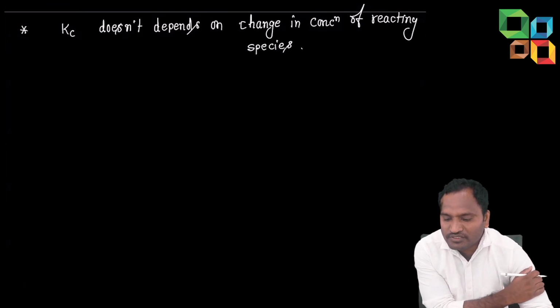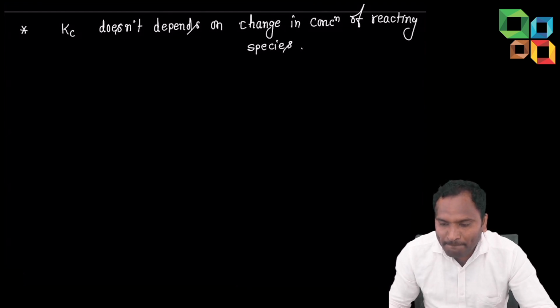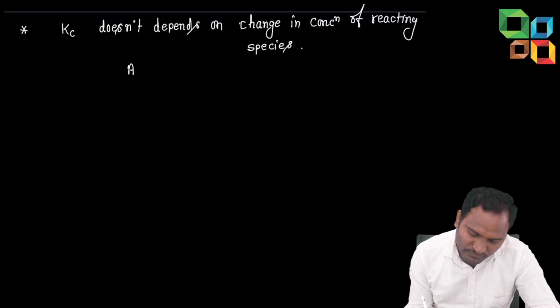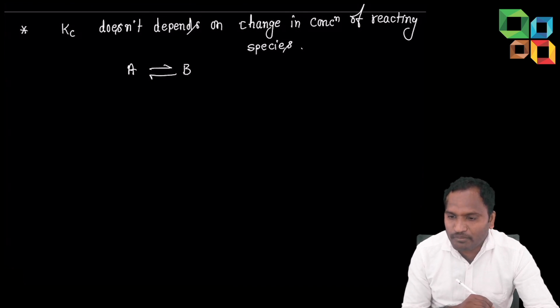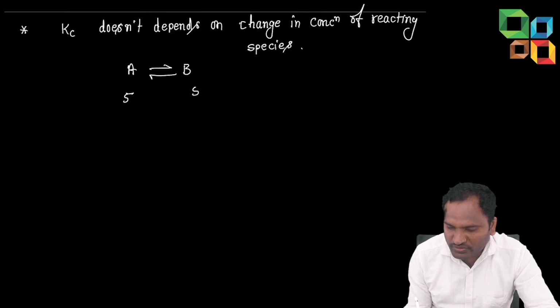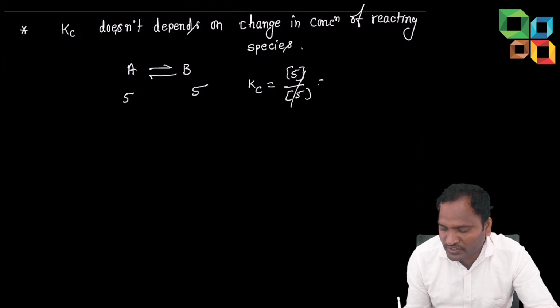Equilibrium constant does not depend on change in concentration of reacting species. I'll explain this point to the students. A is converting into B. 5 moles of A is converting into 5 moles of B. Here, how can we find the equilibrium constant, students? Per unit volume, concentration of B is 5, concentration of A is also 5. So it will get cancelled, giving 1.